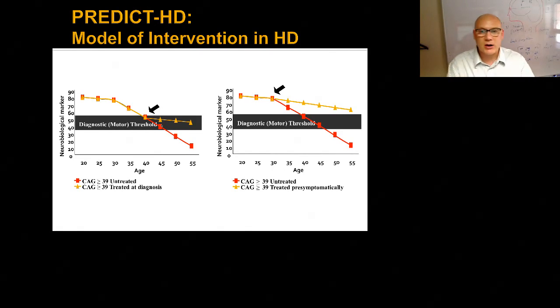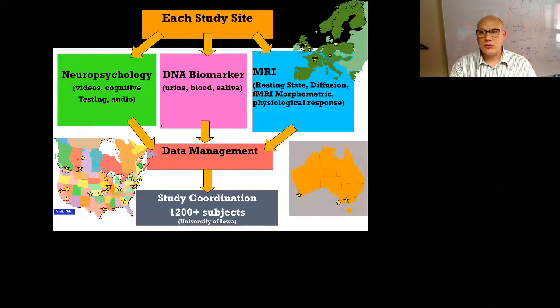Well, the PredictHD project is trying to collect a lot of data and look at the data before you have these gross external symptoms. We would like to intervene many, many years before the symptom onset and hopefully delay the severity and the onset time of those diseases. In order to do that, we have 32 sites throughout the world, 16 within the US and 16 outside the US in Europe, Canada, and Australia, where each of the sites is collecting neuropsychological, DNA, and MRI data.